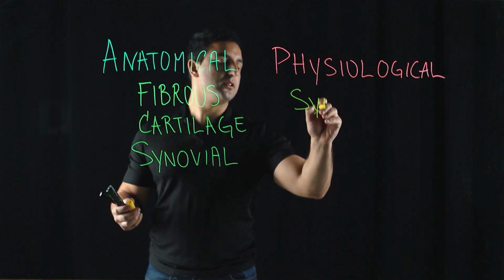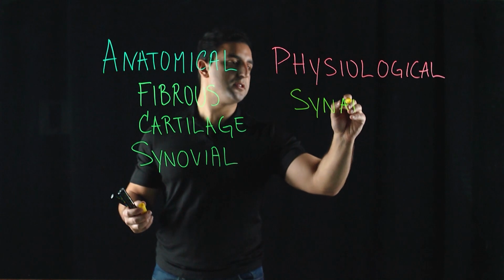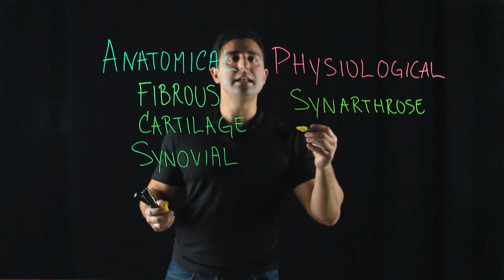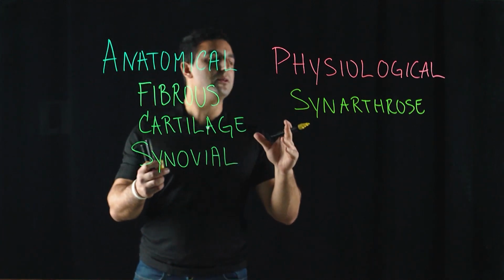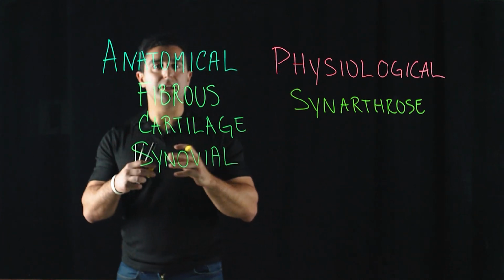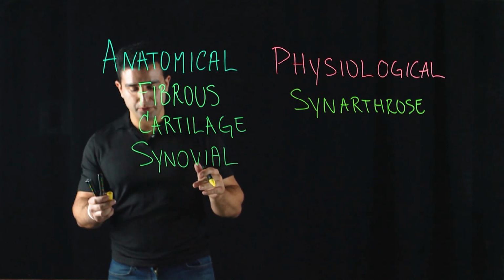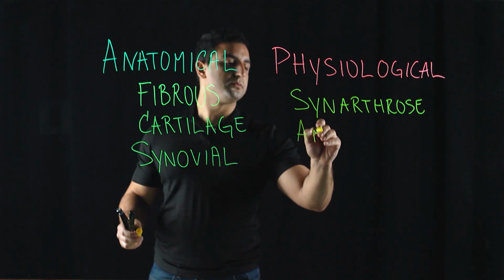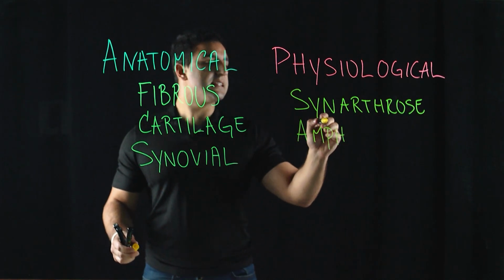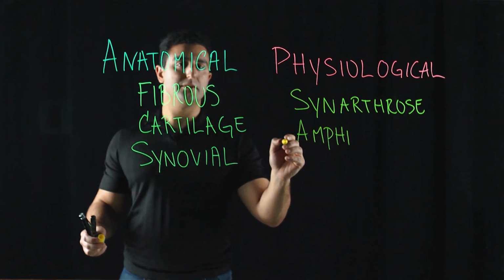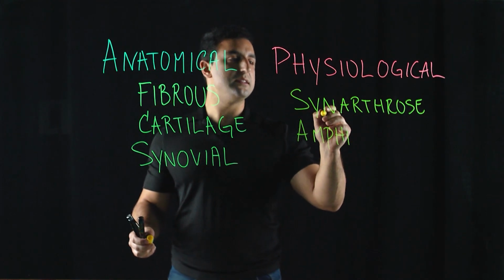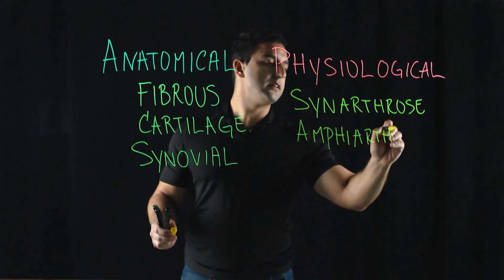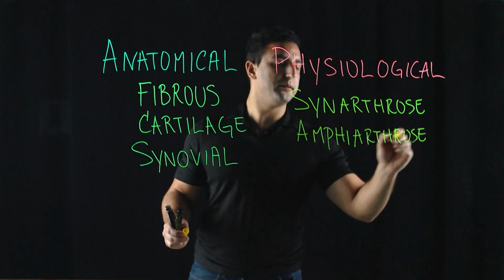It's called synarthros. These are immobile joints, meaning that they're not able to show any kind of movement. Again, like we talked about the sutures. Then amphiarthros. This is slightly mobile. They're not immobile like the synarthros, but the amphiarthros are slightly mobile.